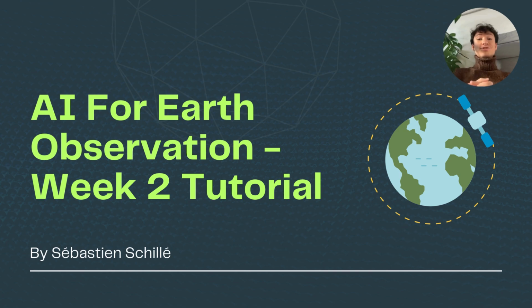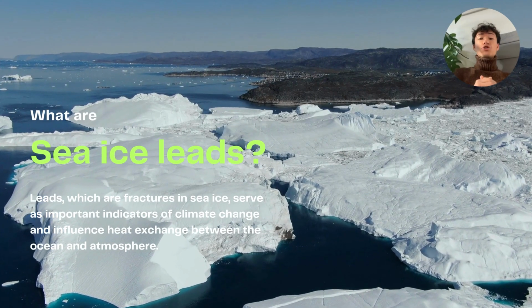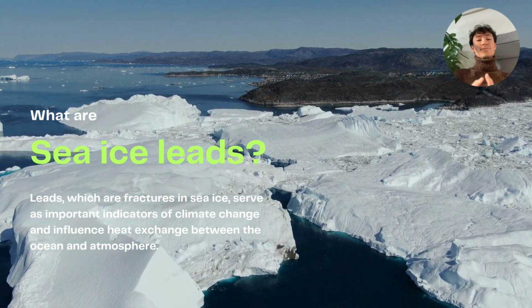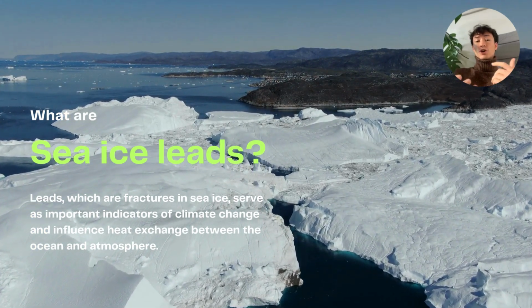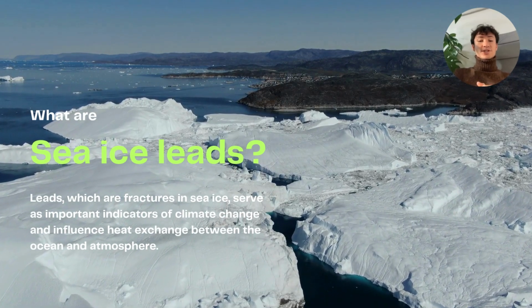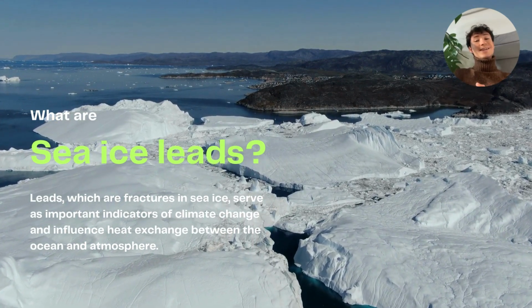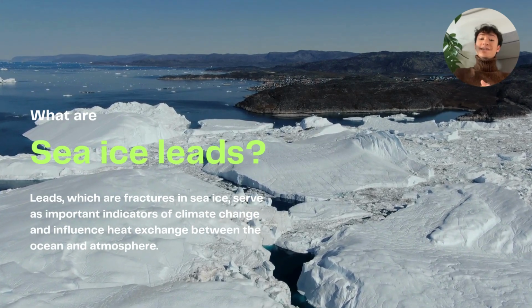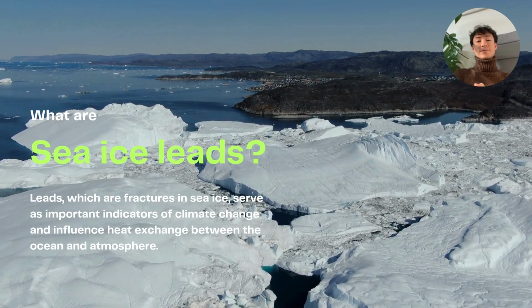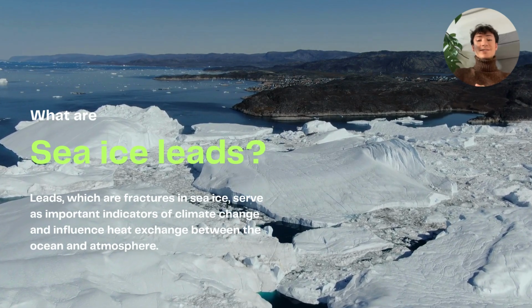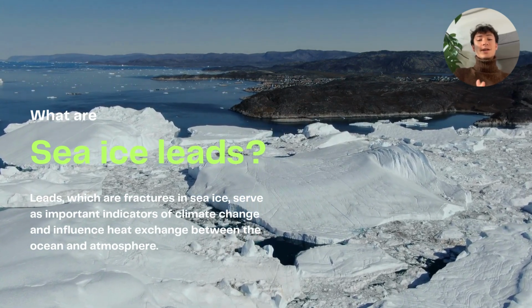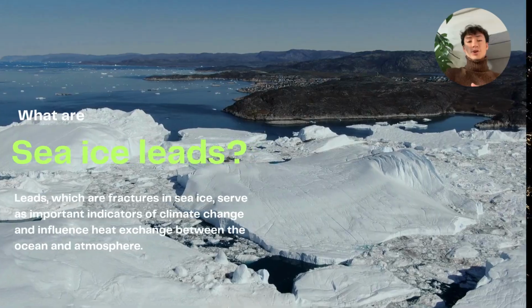We are going to learn how to train AI models for sea ice and leads classification. Sea ice plays a crucial role in the Earth's climate system, influencing ocean circulation and global temperatures. Leads, which are features in sea ice, serve as important indicators of climate change and influence heat exchange between the ocean and the atmosphere. The classification of sea ice and leads is essential for climate modelling, navigation, and environmental modelling.